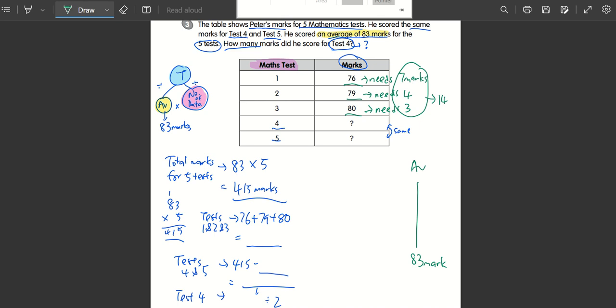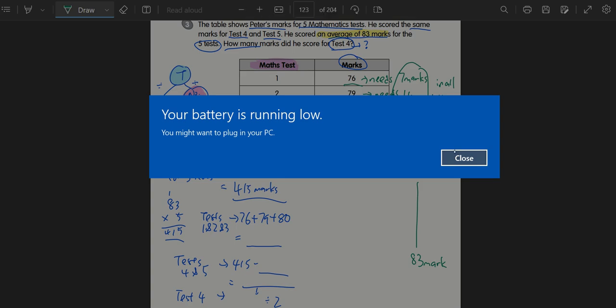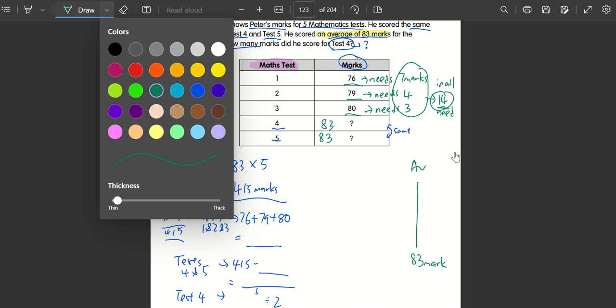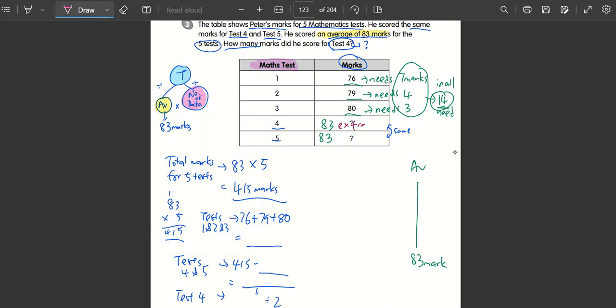I add them up, and all together they need 14. And where does this 14 come from to even them up? It comes from tests 4 and 5. Looking at 14 being the need, that means the extra comes from test 4 and 5. So I will be sharing out this 14. Imagine if test 4 is 83 and test 5 is 83, they each have extra. So I should be looking at them having an extra 7 each. That makes up the 14 that they need.